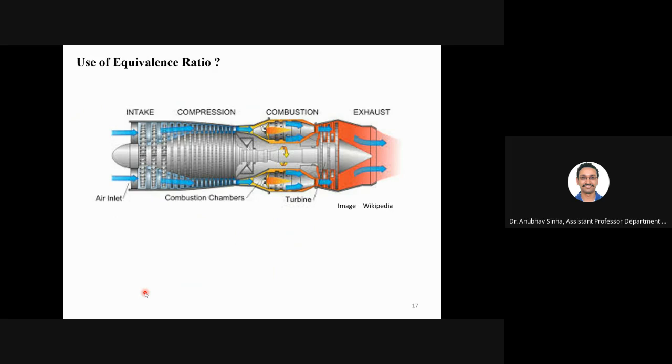Okay, now what is the use? Why do we need to calculate the equivalence ratio at all? Let us look at an actual or practical device. For example, this is a schematic of a gas turbine engine, the engine which powers your aeroplane. Once we design the geometry, this will be the diameter of this intake, this will be the compression ratio, this is finally the dimensions of your combustor.